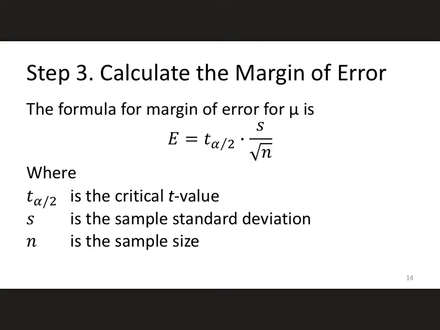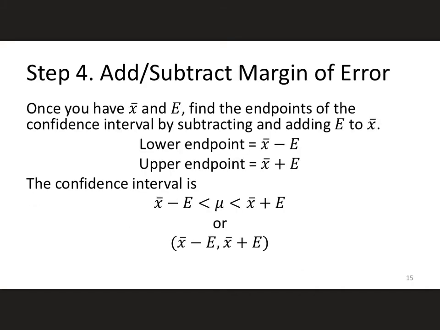Then we'll calculate the margin of error, and we'll use the formula E equals the t value times the standard deviation divided by the square root of n. Then we're going to add and subtract the margin of error. So remember, to find that lower endpoint, you're going to be using x bar minus E. The upper endpoint, you're going to be doing x bar plus E. And then you'll have your confidence interval written there.